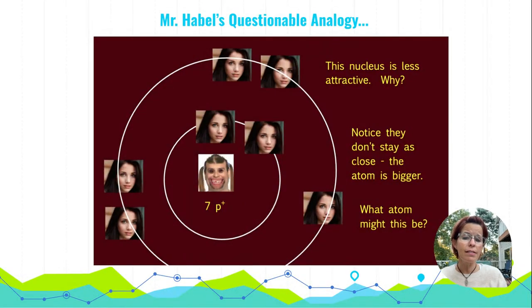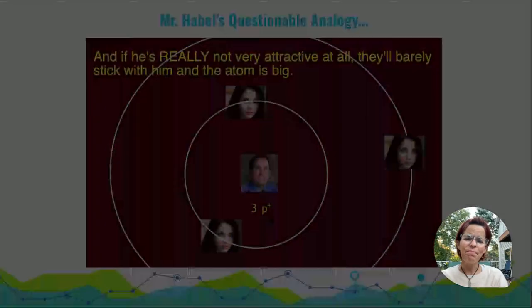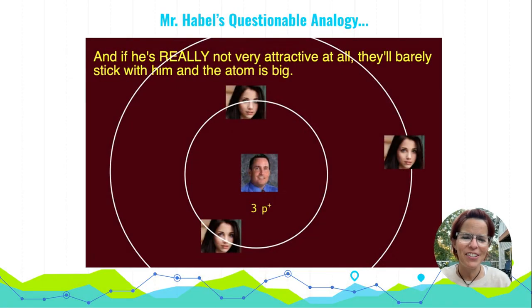So compare the size of the atom. It's getting bigger because the electrons aren't as attracted to that less attractive nucleus. And then finally, the joke that Mr. Haebel makes, the least attractive nucleus in his analogy is our math teacher, Mr. Katzenmeier. So if he's really not attractive at all, the electrons aren't going to be near him, and they're going to spread out a further distance. But they can only go so far away.